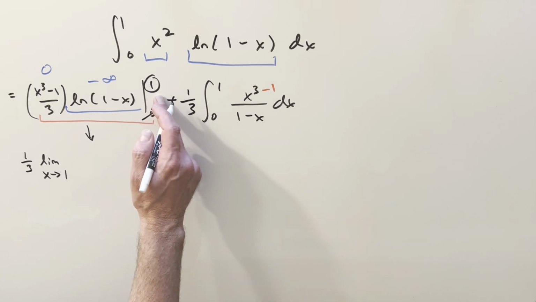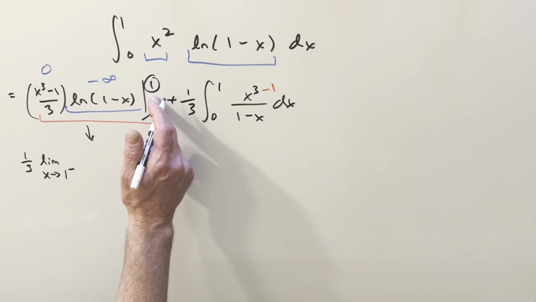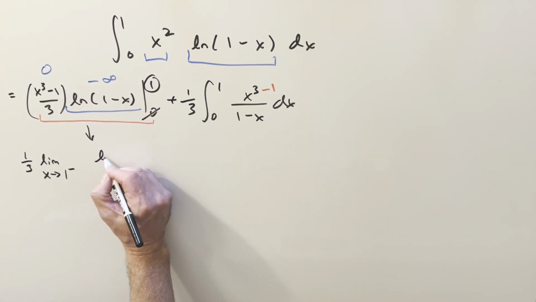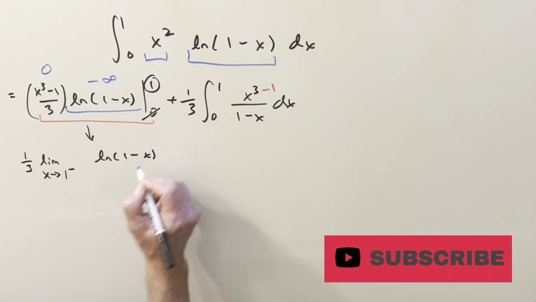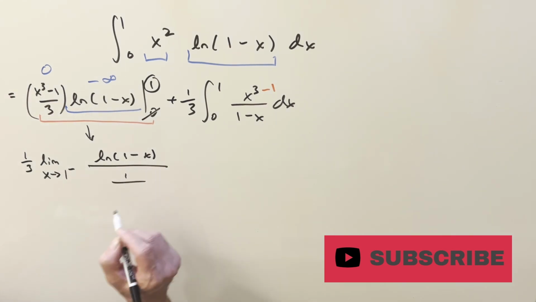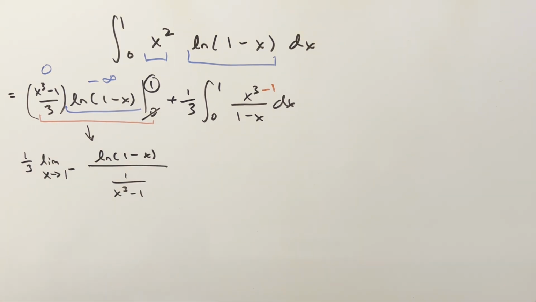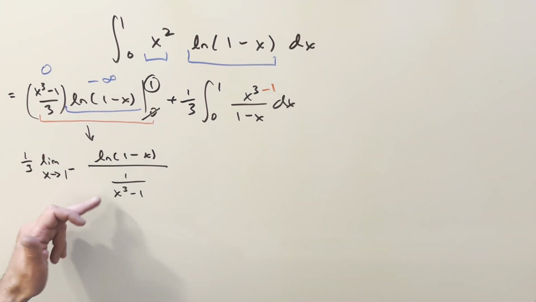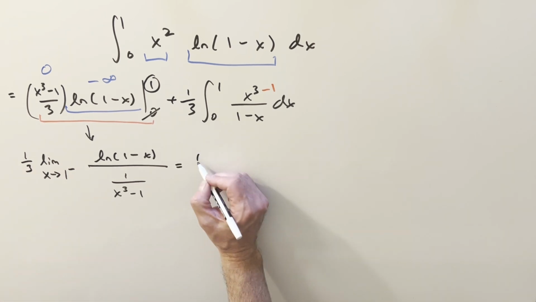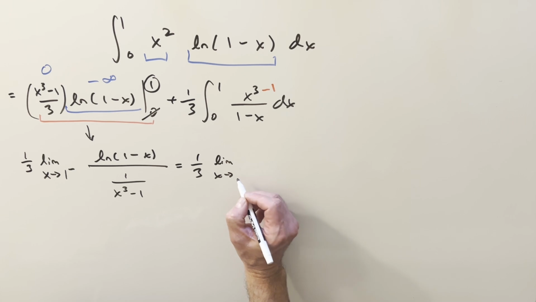But 1 from below, I don't know if it really matters, but we want 1 minus because we're looking at values just less than 1. And then for the rest of it, let me rewrite, but let's take the x cubed minus 1 and bring it into the denominator. The reason I'm doing that is because I want to set up L'Hopital's rule. Writing it this way, the numerator is going to minus infinity, and now the denominator is going to minus infinity. So for L'Hopital's rule, I just want to differentiate numerator and denominator on this.